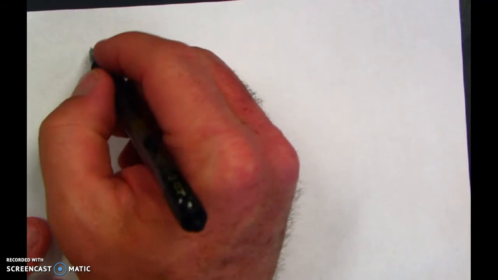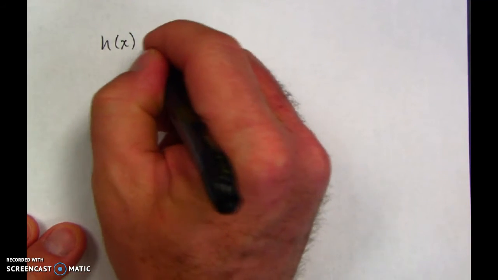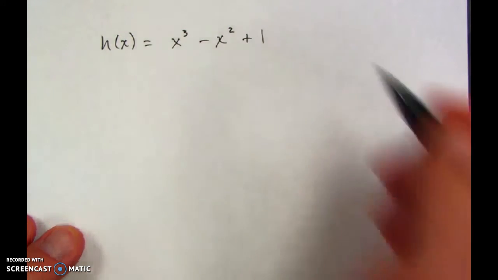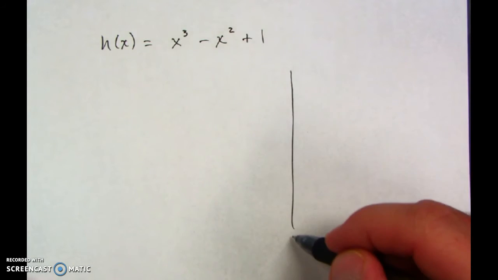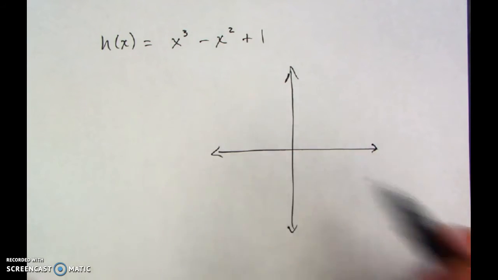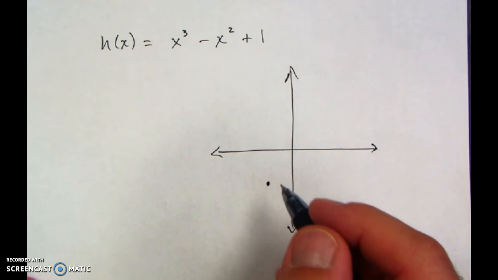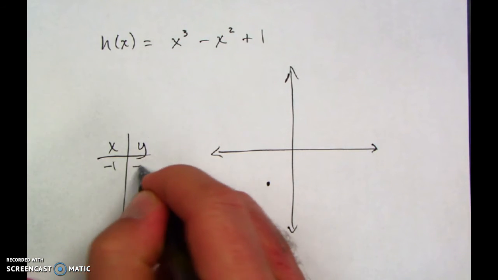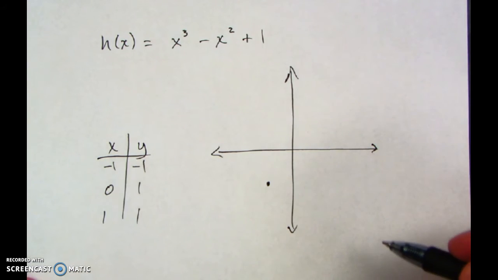So let's look at another function. Let's say we have h of x is x cubed minus x squared plus 1. And if we're going to graph that, and I already know what the graph looks like, we can use our graphing calculator here. There's some key points that I know of. If I make a little table here, it's going to go through -1, -1. It's going to go through 0, 1. It's going to go through 1, 1. So I'm just looking at those points right now.